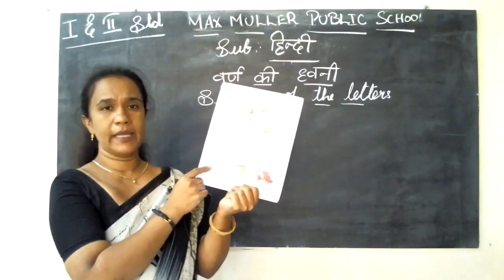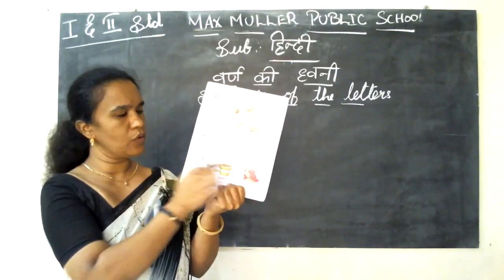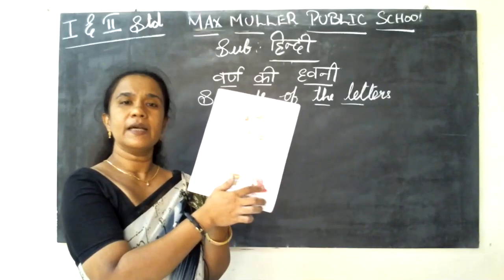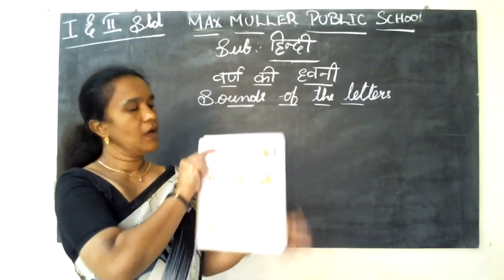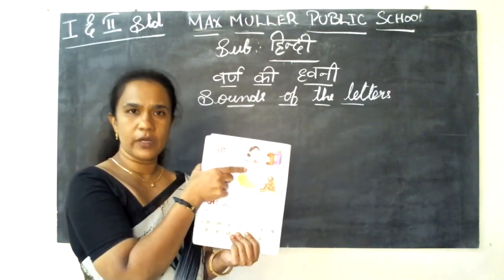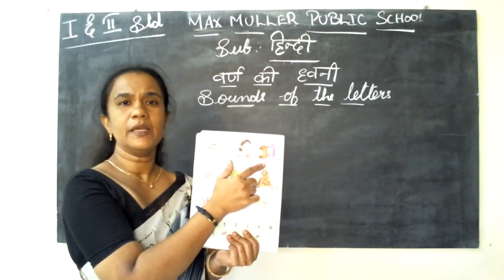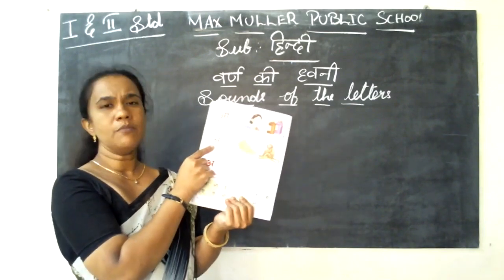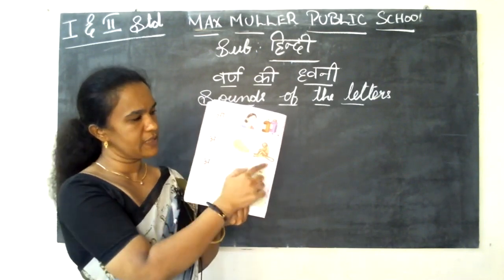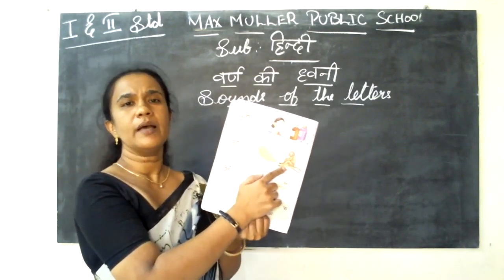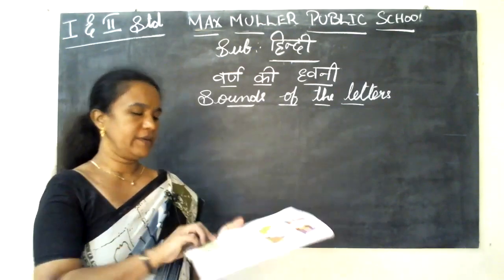O, say okali, a mortar. O, say odani, a veil. O, say aurat, a woman. O, say aushadi, medicine. Am say angur, grapes. Am say langur, a monkey. Read once again.